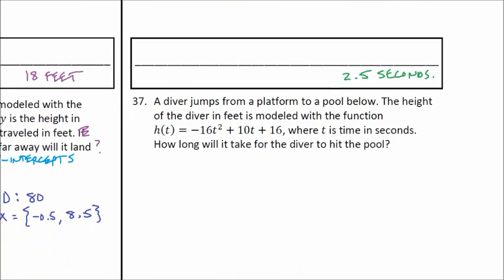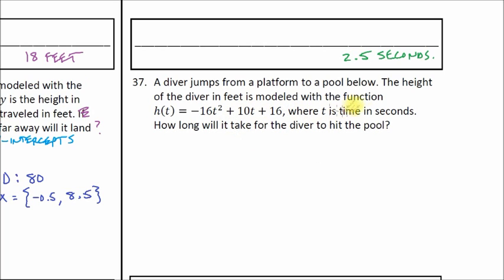Alright, let's take a look at the next one. A diver jumps from a platform to a pool below. The height of the diver in feet is modeled with this function, where t is time in seconds. How long will it take for the diver to hit the pool? I can say again, this is definitely x-intercepts. There's nothing about maximum height or time to maximum height, so they're certainly not talking about the vertex. So as we normally would for quadratic formula, since I'm going to use that one again, I'm going to rewrite my equation. This is very much like the last one.